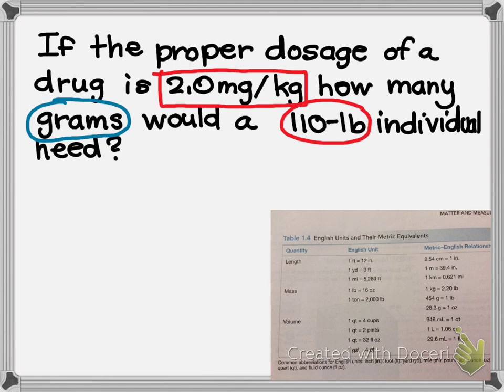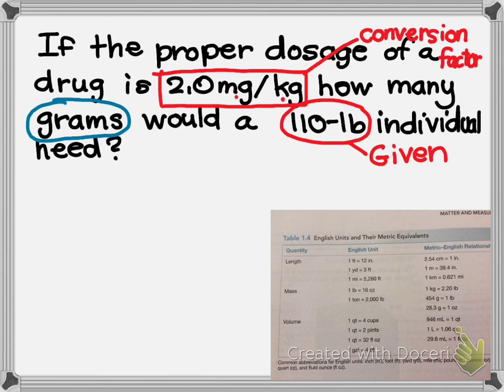Now, this is a clinical conversion, remember? Things that say per or equal to, this is actually a conversion factor. Right? Because what 2 units does this relate to each other? It relates milligrams and kilograms. So it's milligrams of medicine per kilogram of body weight. So the given, what we're starting with, is that we have a 110-pound person. And we want to use that dosage to figure out how many grams of medication this person will need.